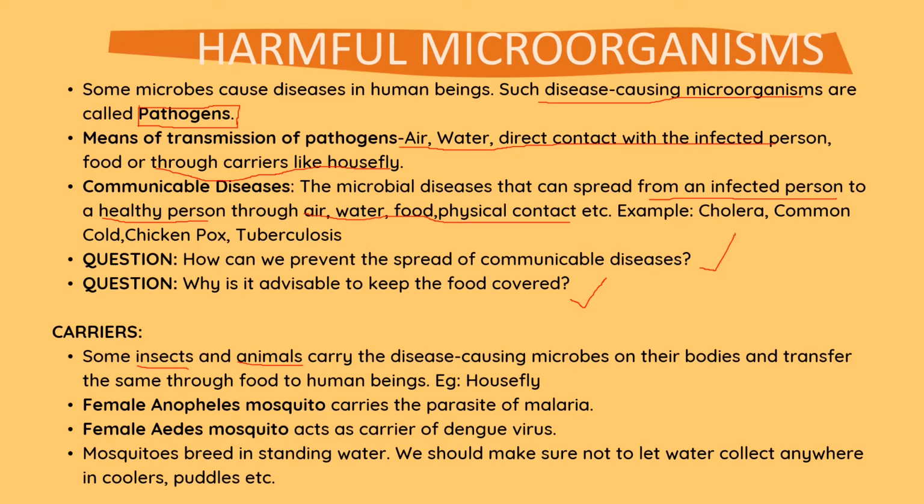A very common example of a disease that gets transmitted through a carrier is malaria. Malaria, many times it is also deadly. It is transmitted through the female Anopheles mosquito. Malaria is caused by a protozoan, and that parasite is carried by this female Anopheles mosquito. Another disease is dengue, which is carried by the female Aedes mosquito. And these mosquitoes breed in standing water.